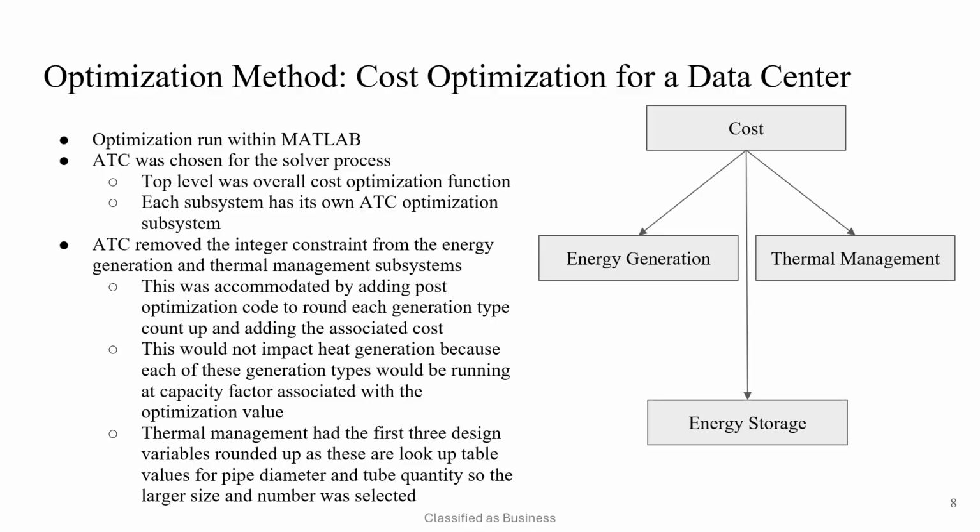This was accommodated by adding some post-optimization code to round each generation type up and then add that associated cost to the final cost. This would not impact heat generation and actually would result in a better estimate of the heat generation because this represents the capacity factor that each of the associated generation types would be running at. For thermal management, the first 3 design variables needed to be integers, and this was accommodated by rounding up those values in the lookup table for them, which consisted of the tube diameter and the tube quantity.